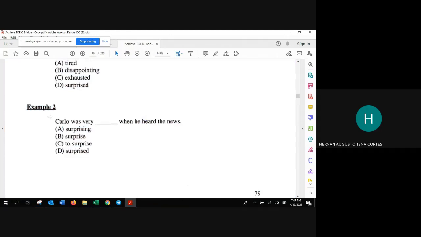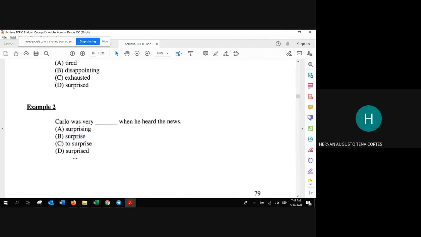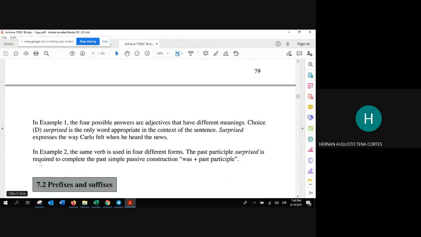And here in example number 2, Carlos was very, when he heard the news. ¿Ahí cuál podríamos usar? B. A, B, C, D, también D. Surprised. Sí, surprised. D. Very good. Very good.